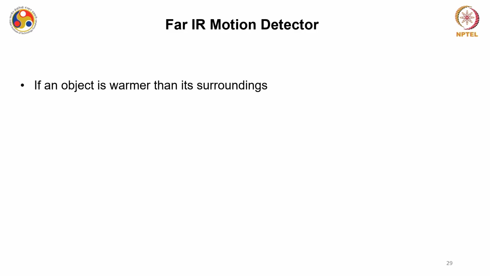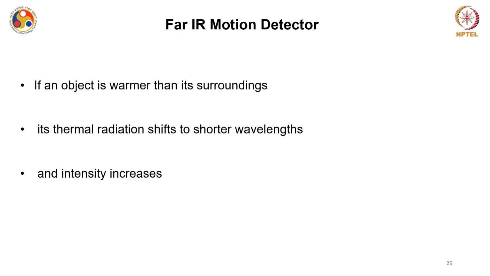Okay, so if an object is warmer than its surroundings, its thermal radiation shifts to shorter wavelength, and along with this shifting of wavelength, its intensity also increases. This we will see when we discuss Wien's law and other laws. So if the object is warmer than its surrounding, its thermal radiation shifts to a shorter wavelength and the intensity actually increases.